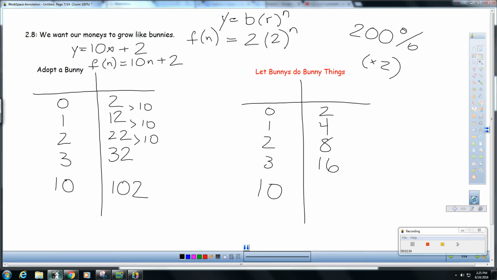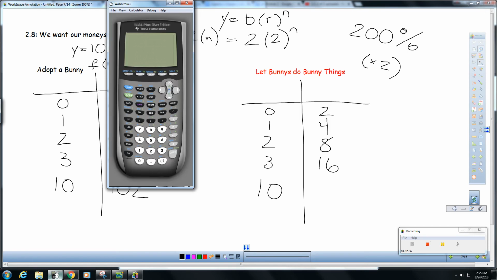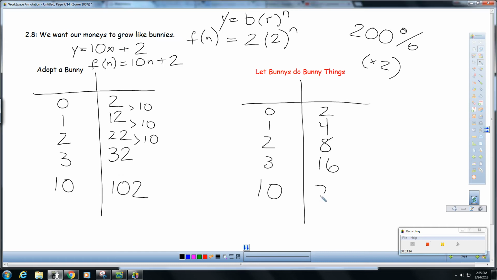Well, I don't know that, luckily, because I have a life. I also don't know how to turn a calculator on. Oh, look, there it is. 2 to the 10th power is 1,024 times 2. And you get 2,048 bunnies. Now that's what I'm talking about. That's how exponential growth can get things big fast.